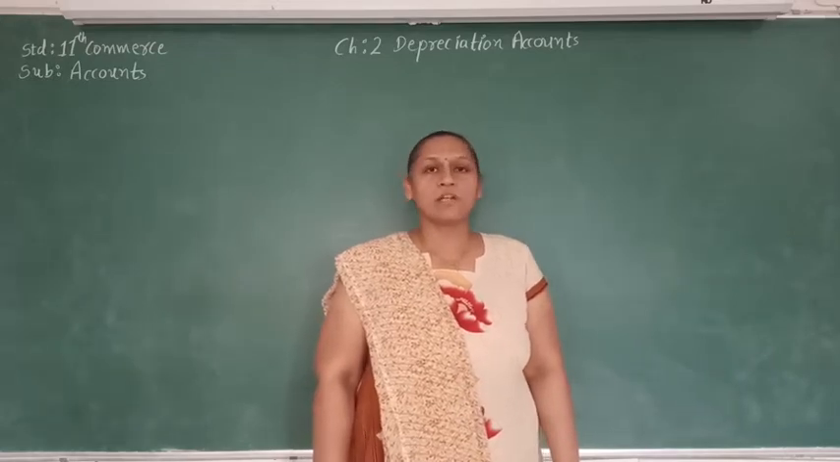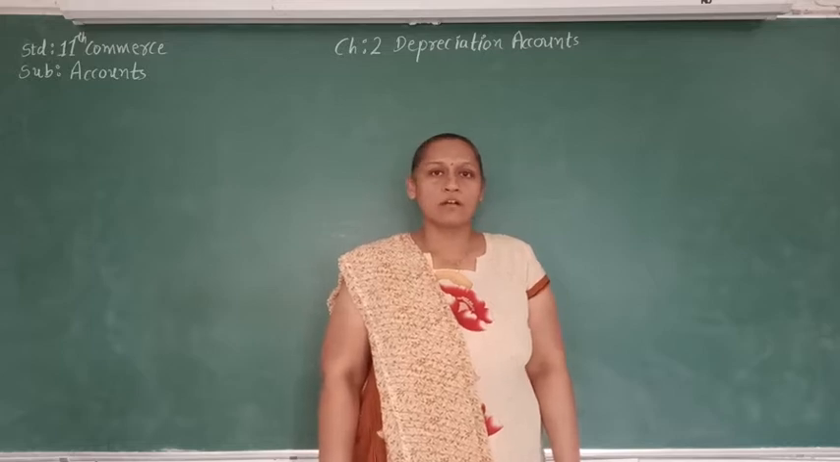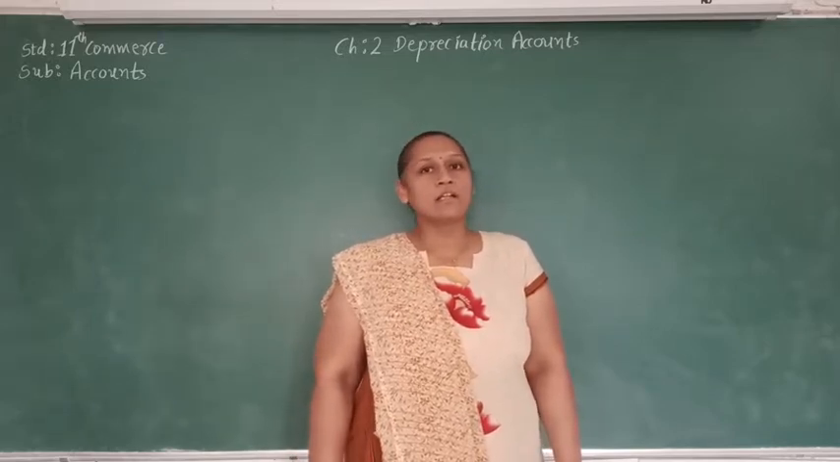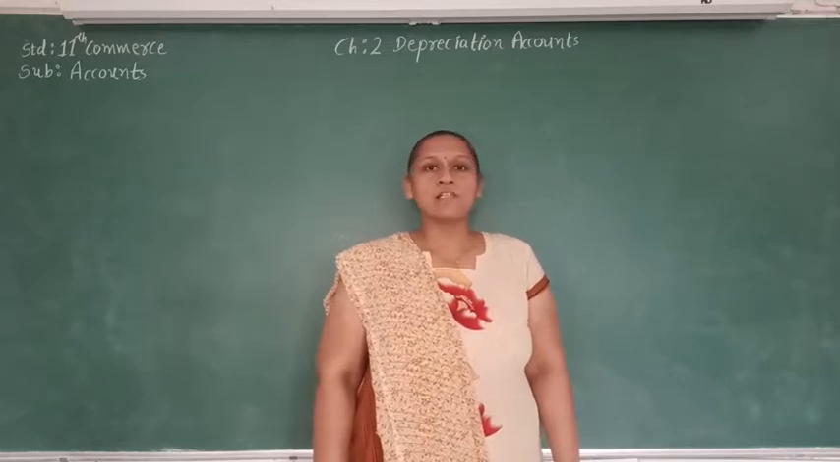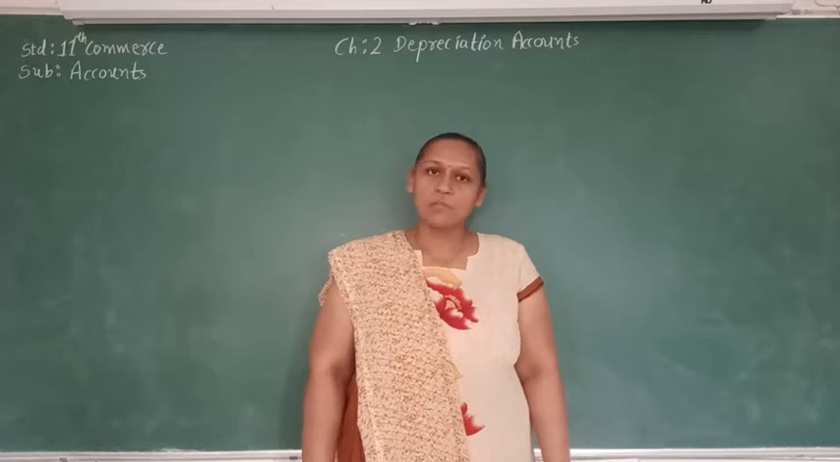We are going to see chapter number 2, Depreciation Account of Standard 11 Commerce Subject Account. Today again we are going to see chapter number 2, and here there are two machines. From that, the first machine is going to be sold at a loss of 20%. Let's see illustration number 15.